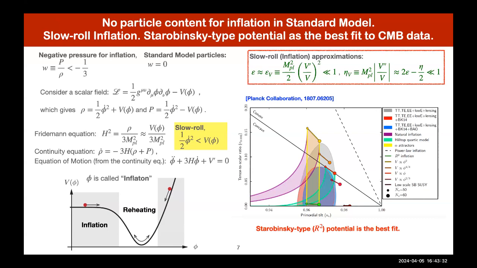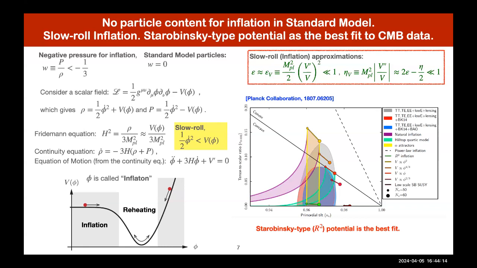So this is just a brief review of inflation dynamics. In fact, this ratio is defined by P over rho. P is the pressure and rho is the energy density. In fact, matter particles have a vanishing value of w. But for inflation, we need a negative value here, which means that we need another type of matter, which is called the inflaton.